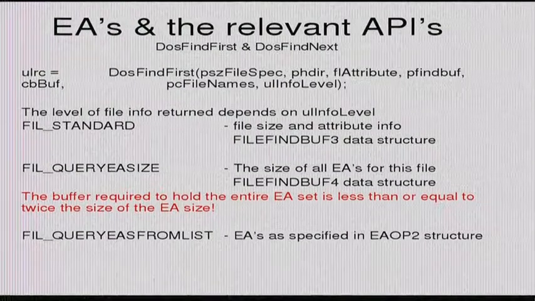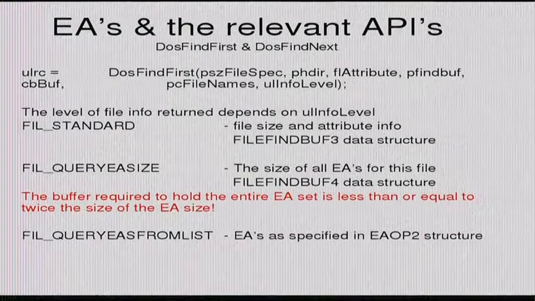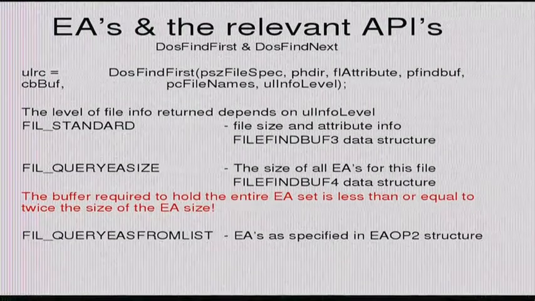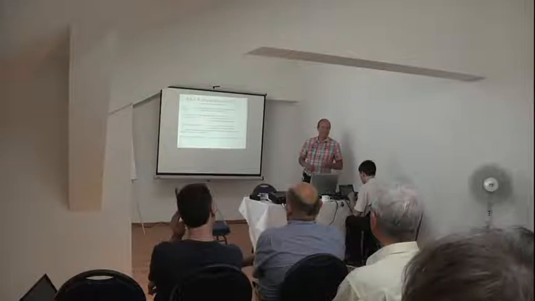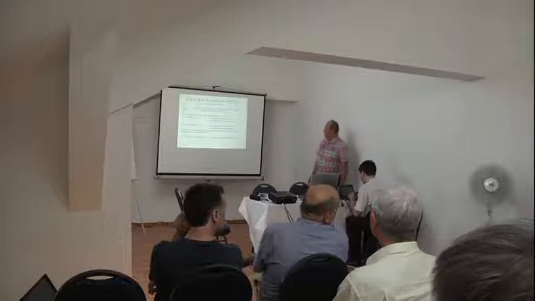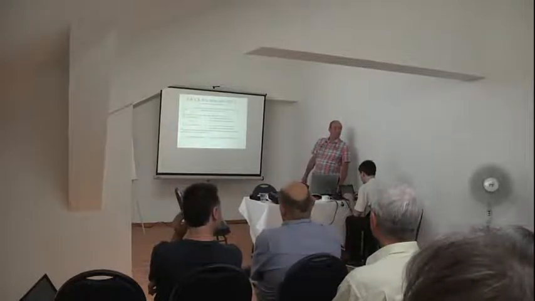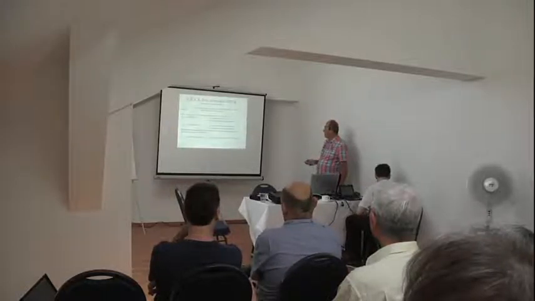You can query EAs from a particular list using this, but you have to specify what the EA name is, and then it goes into a nice structure. The nastiest thing about EAs is the memory structures that they have. They're a little bit difficult to work with. And that's putting it nicely, right? You never make mistakes, you just don't write it correctly. So that's DOS find first.